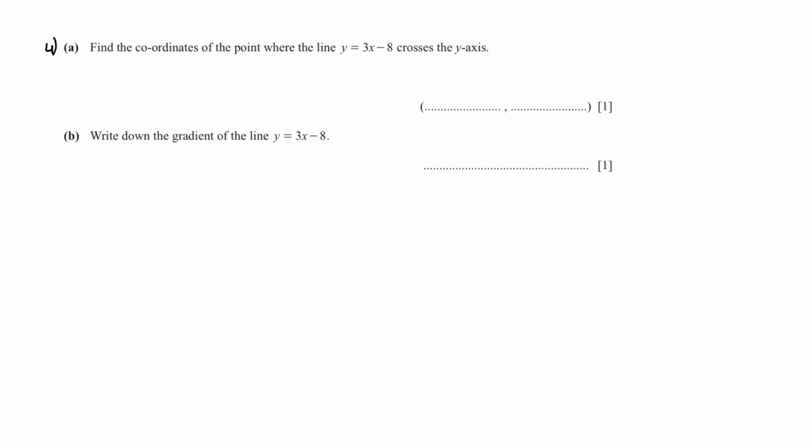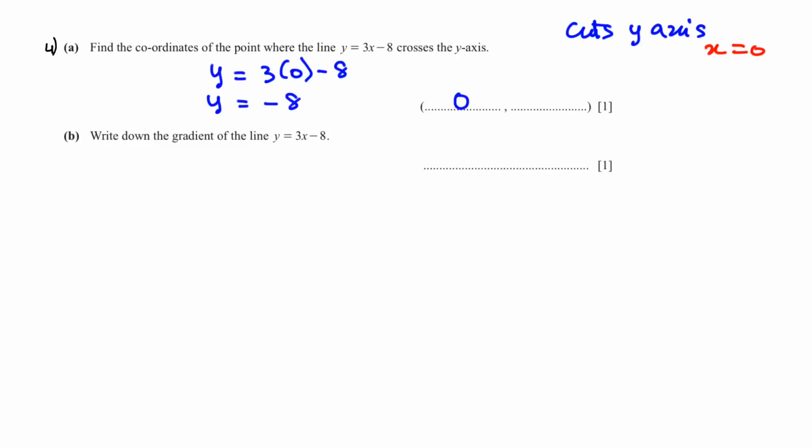Question number 4. Find the coordinates of the point where the line y is equal to 3x minus 8 crosses the y-axis. Again, remember, if it crosses or cuts the y-axis, what does that tell us? That your x is 0. So in this equation, we are going to replace the x with 0. And what do we get? Negative 8. So x is 0 and y is negative 8.